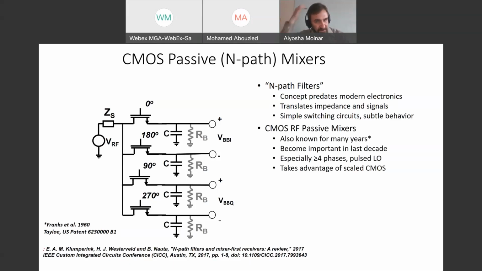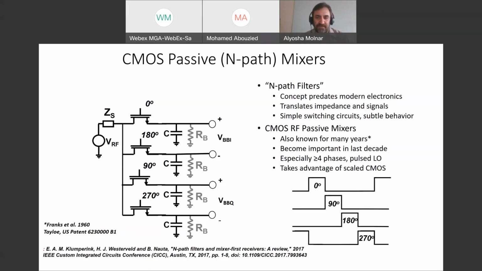In the context of RF passive mixers, of course, these have been known for a very long time, but they have become really important in the last decade or so, especially when you have 4 or more phases in a pulsed LO. It really takes advantage of scaled CMOS, and the pulsed LO is a critical piece to this. Here, the local oscillator signals for the 4-phase case are 4 distinct 25% duty cycle pulses spread across 90 degree phase shifts to give you quadrature.